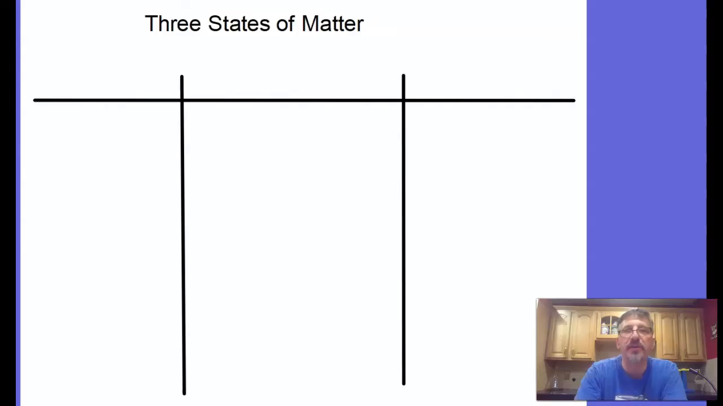I'm Mr. Crouch. In today's lesson, we're going to learn about the three states of matter. We'll learn about each state, the properties of each state, how the molecules are arranged, and the different energy levels. Let's get started. Okay, let's start out with our science journal.